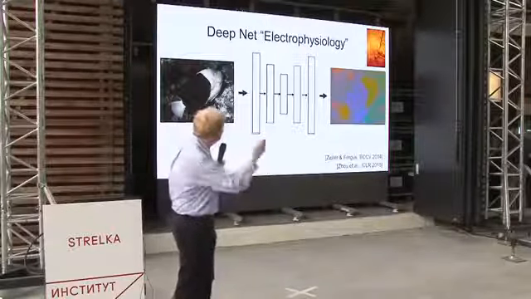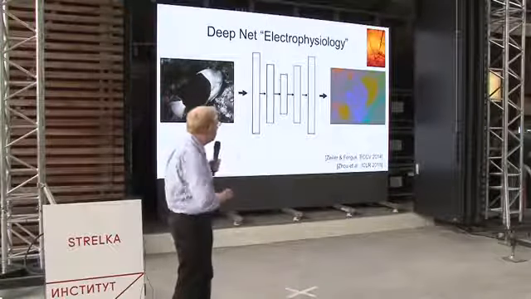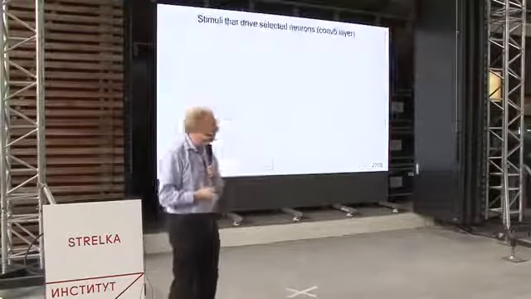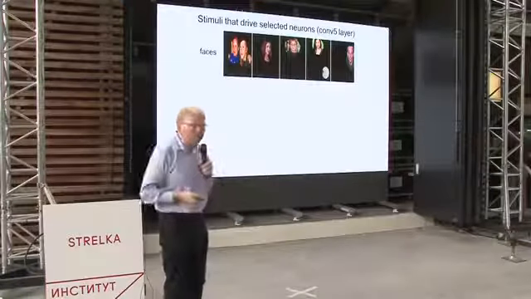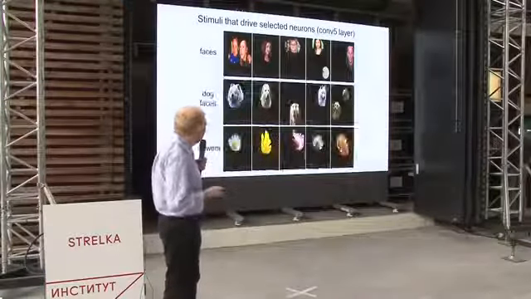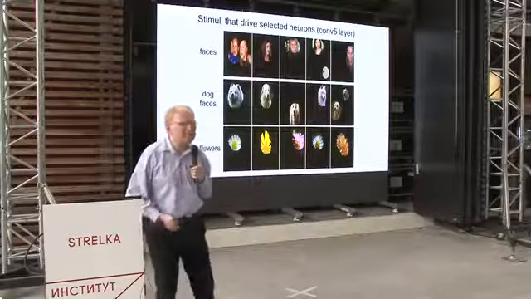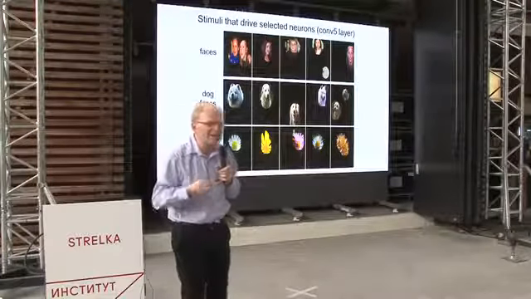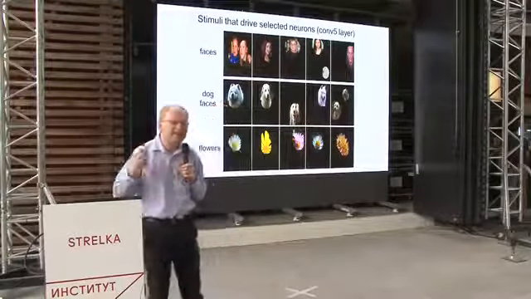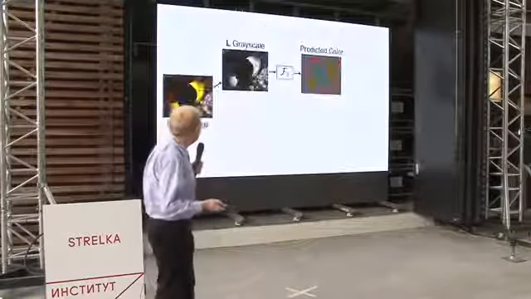So we can do some deep net electrophysiology, pick a neuron and then display what it fires on. And so these are some nice neurons that the graduate students found. Not all of them are like this, but there are some that definitely suggest that there is something that might be going on.